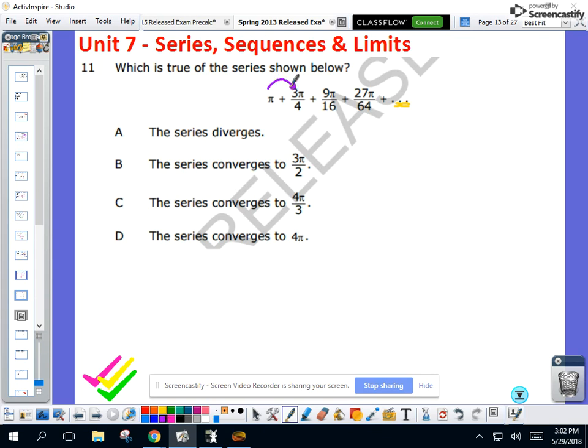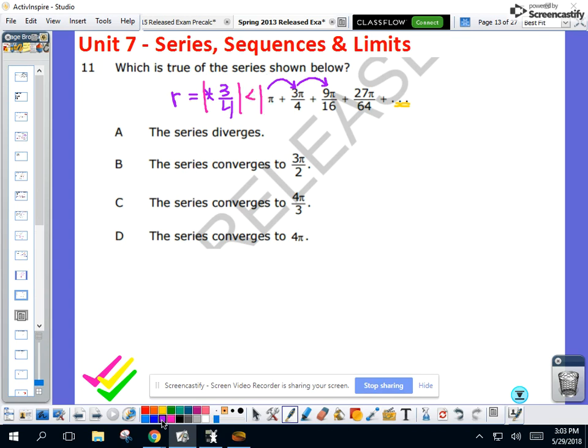From pi to 3 pi over 4, from 3 pi over 4 to 9 pi over 16, we are multiplying by 3/4. So our common ratio is 3/4. We can determine if an infinite geometric series converges if, first of all, it's infinite, which we've got. Second of all, it's geometric, also just proved to be true. And the third thing, the absolute value of r has to be less than 1, which we also have true.